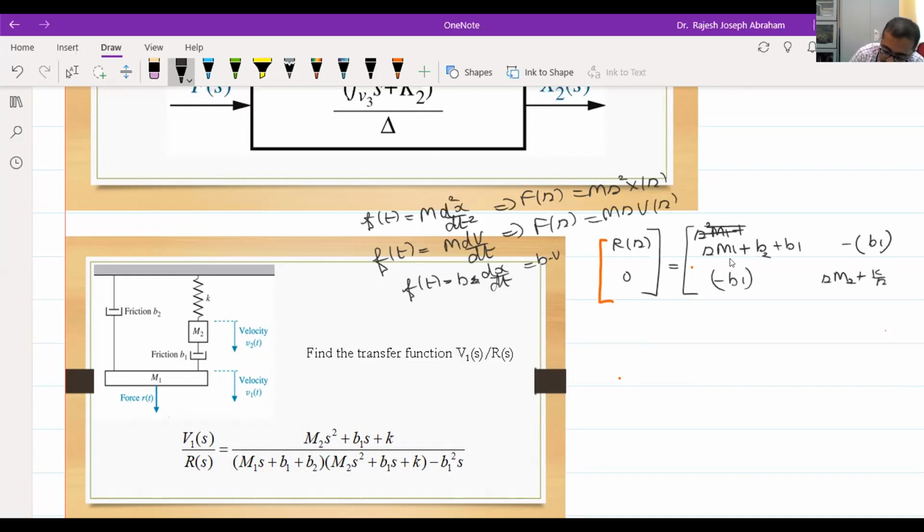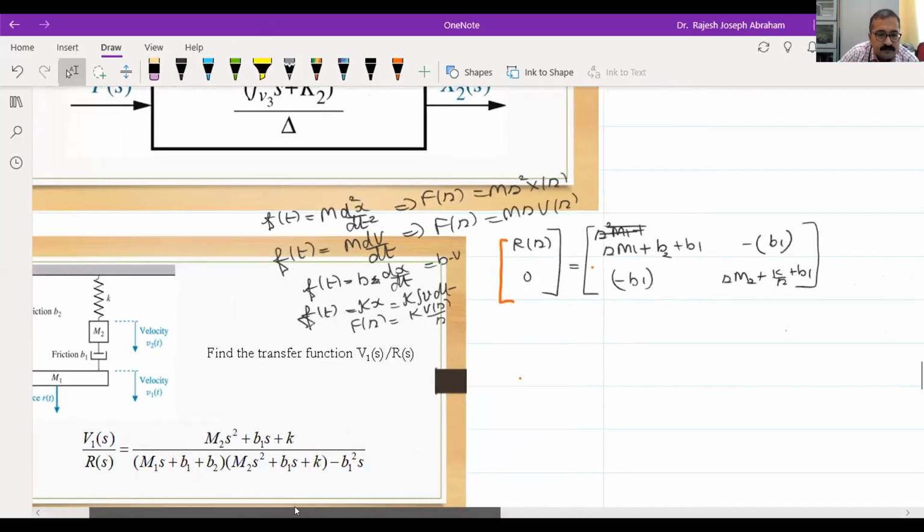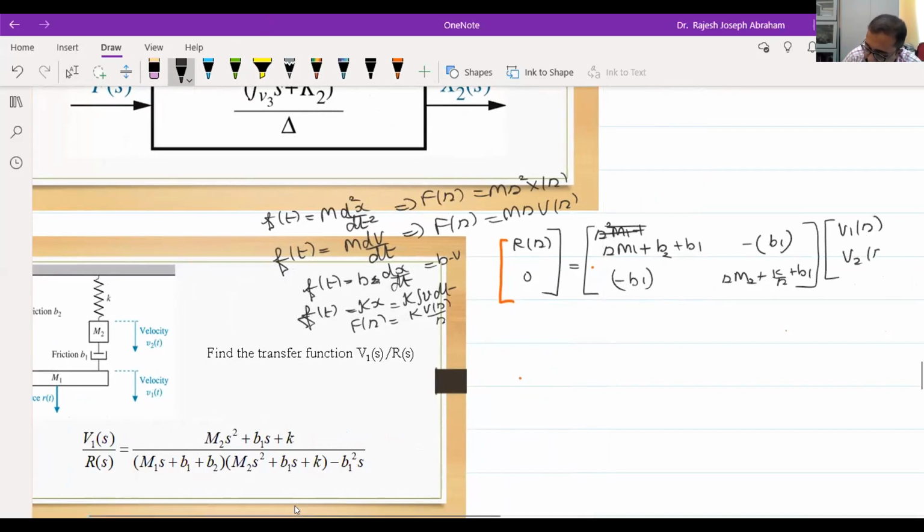Because what is the force equation in a spring? F of t is k into x, or in terms of velocity, it will be k into integral of v dt. So when you take the Laplace transform, it will be F of s is equal to k into V of s by s. So that's the change here. You should be careful. So s m2 plus k by s plus b1, into V1 of s, V2 of s.